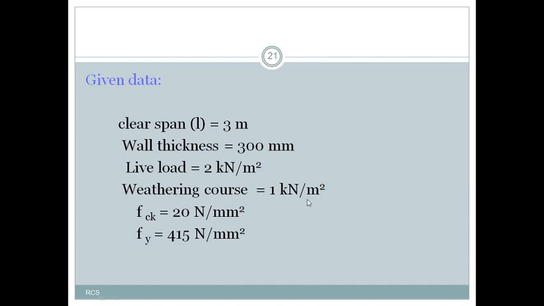So the given data is like that. Clear span is given, that is 3 meters. Wall thickness, that is the width of the wall, is given as 300 mm, and live load is 2 kilonewton per meter square, and weathering course is given as 1 kilonewton per meter square. The grade of concrete is M20, so the characteristic strength of concrete is 20 newton per mm square, and the yield strength of steel, fy, is 415 newton per mm square. By using this data, we have to design a slab and check with respect to deflection only.